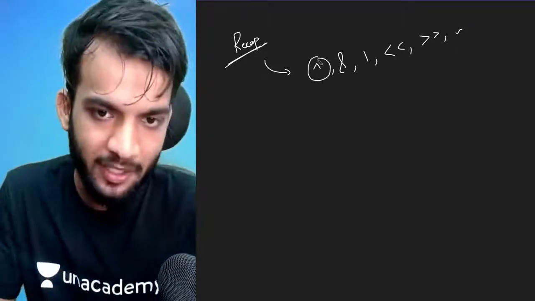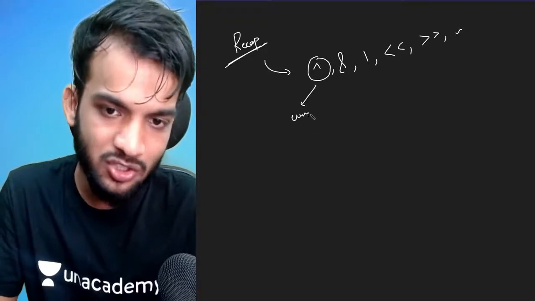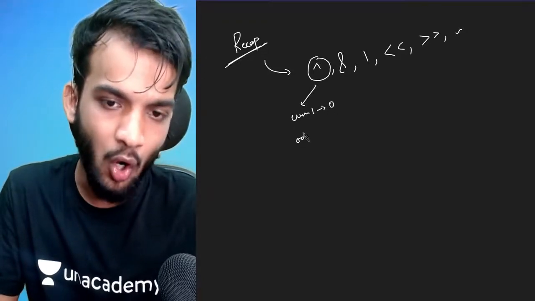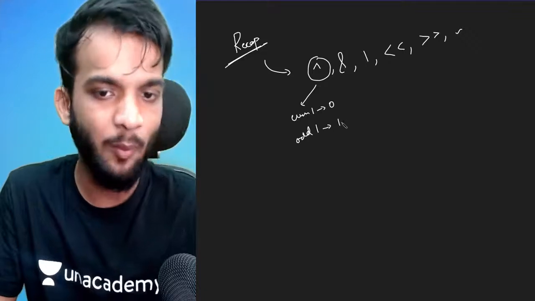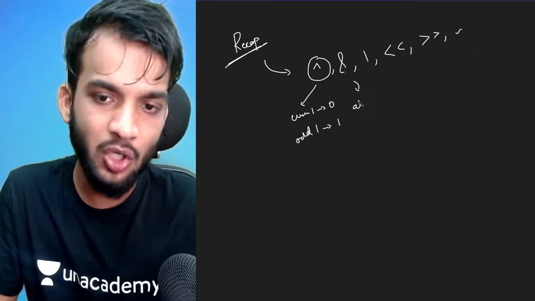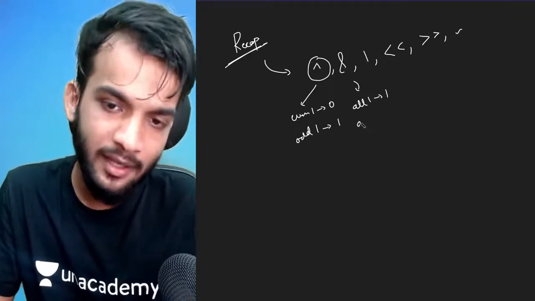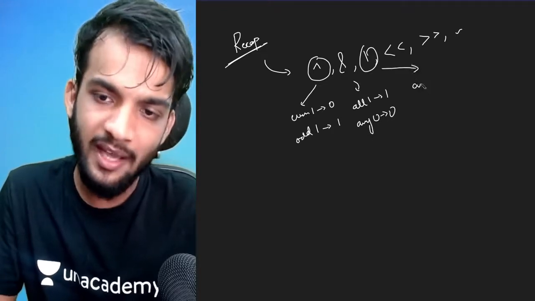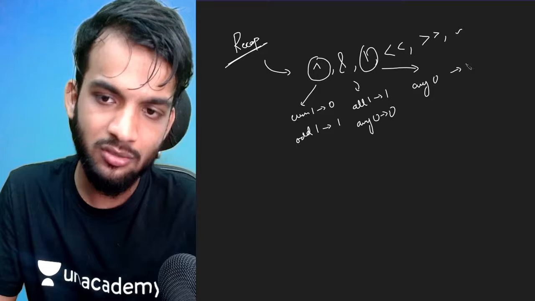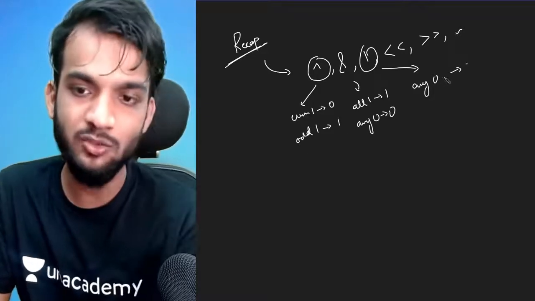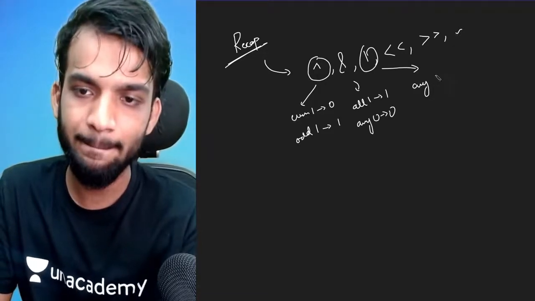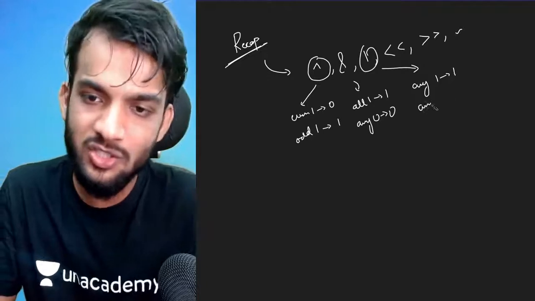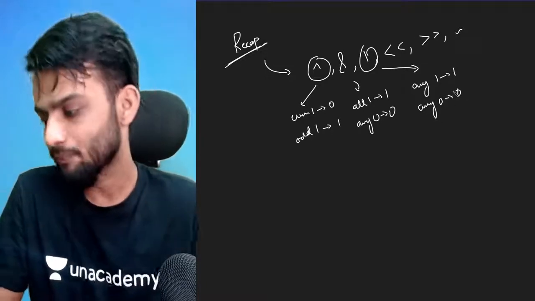What was the XOR operator? XOR says even ones means 0, odd ones means a 1. Remember? AND means all 1 is 1, any 0 is 0. OR means any 1 is 1, any 0 is 0. याद है?